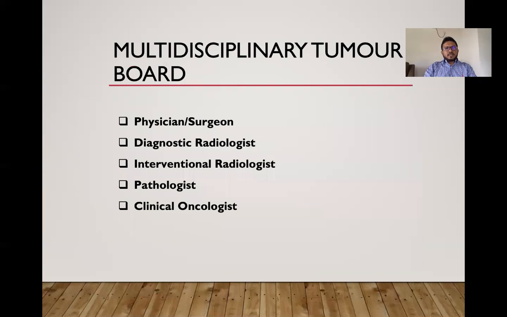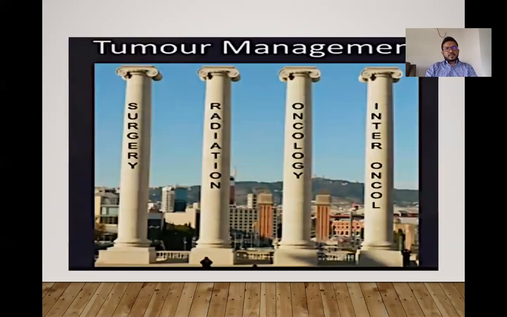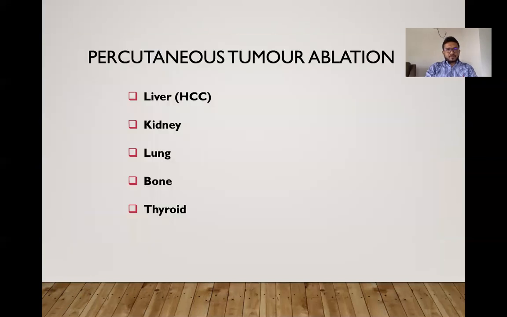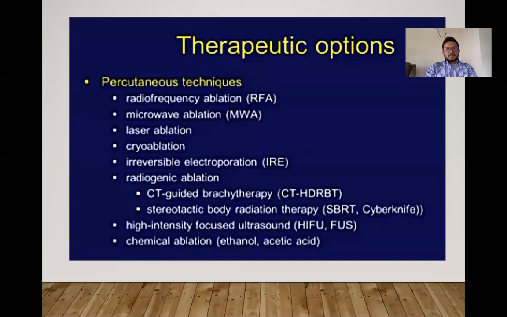Nowadays, in the whole treatment of tumors, it's MDTs, and the physician, diagnostic radiologist, interventional radiologist, pathologist, and oncologist are all involved in patient management. Earlier there were only three pillars. Now interventional oncology and interventional radiology have come into play, and there are four pillars in tumor management. What can we ablate percutaneously? We can do liver, kidney, lung, bone, or thyroid lesions.